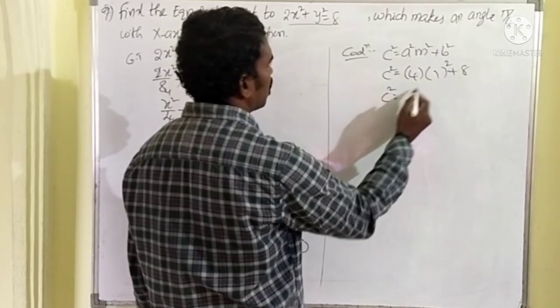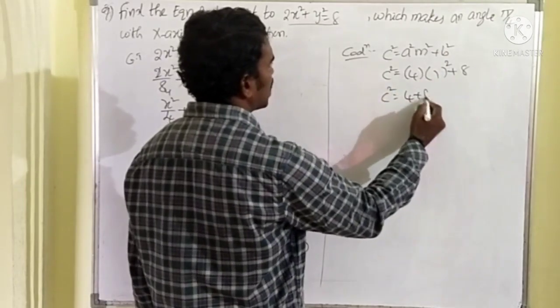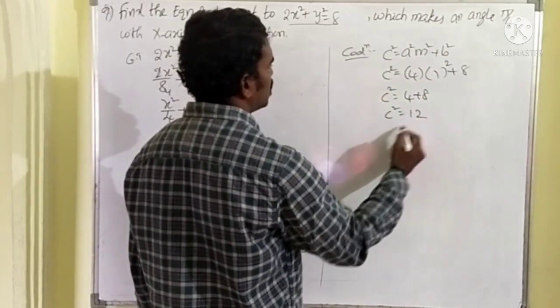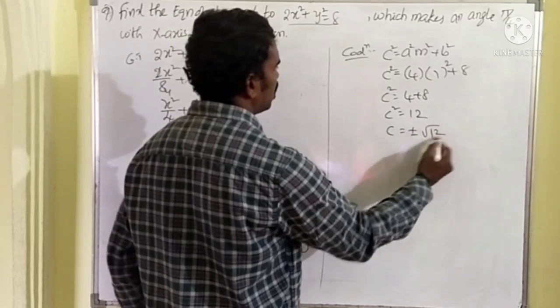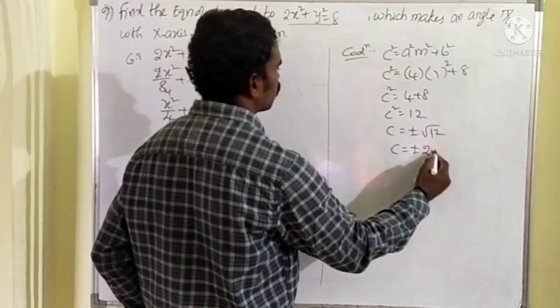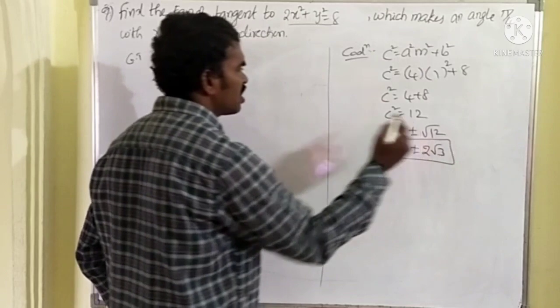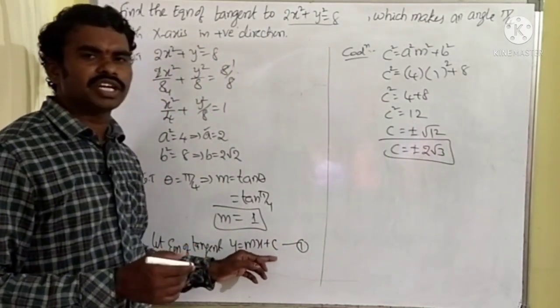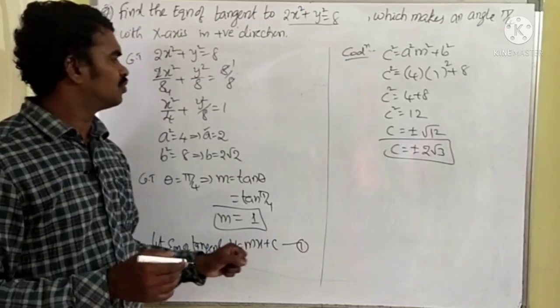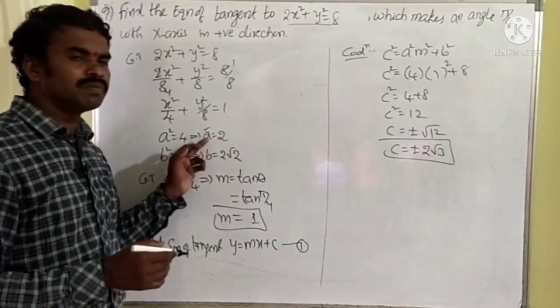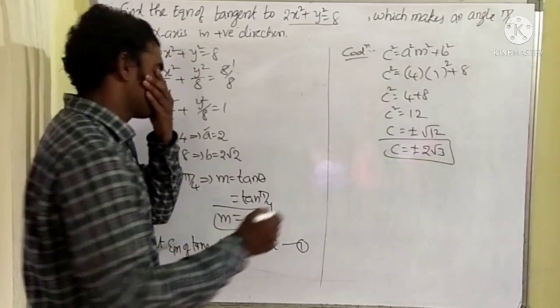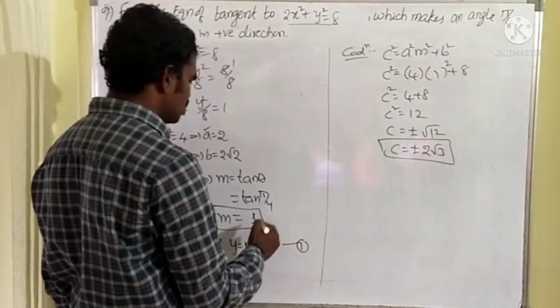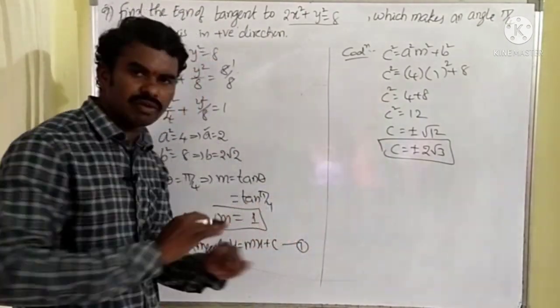So c square equal to 1 square into 4, plus 8. c square equal to 12, so c equal to plus or minus root 12. So c equal to plus or minus 2 root 3, since root 12 is 2 root 3. Here we can take plus or minus because c is the constant term; it may be negative or positive. Here a and b must be positive. Yes. So we got its c value and m value. Substitute these m and c values in equation 1, and that will be the final answer.